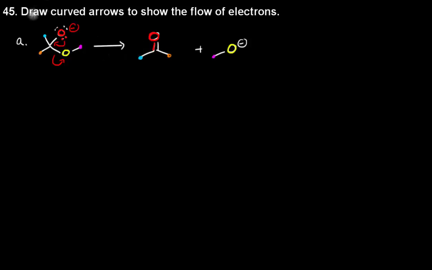Okay, so that's the curved arrows for this sub-question A. There are two more sub-questions, sub-question B and C. See if you can figure those out on your own, and if not, ask me about them and we'll chat about it.